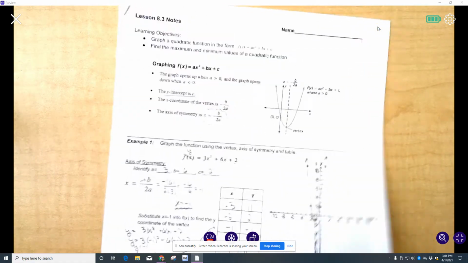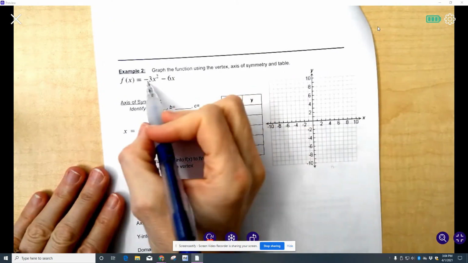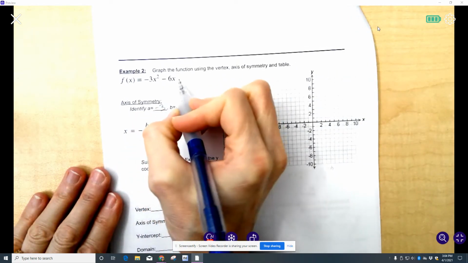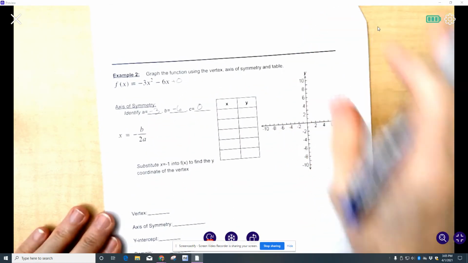All right, let's look at another one. Turn over. Step 1, you're going to want to identify your A, B, and C. So A is -3. B is -6. What is C? It's a 0. If you don't see it, it's a 0.